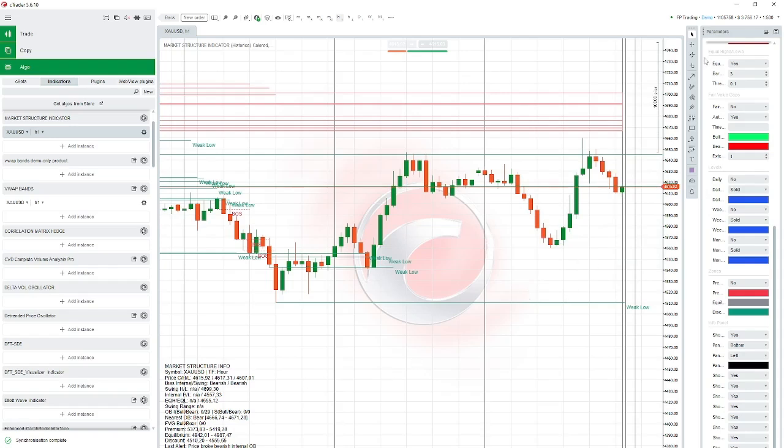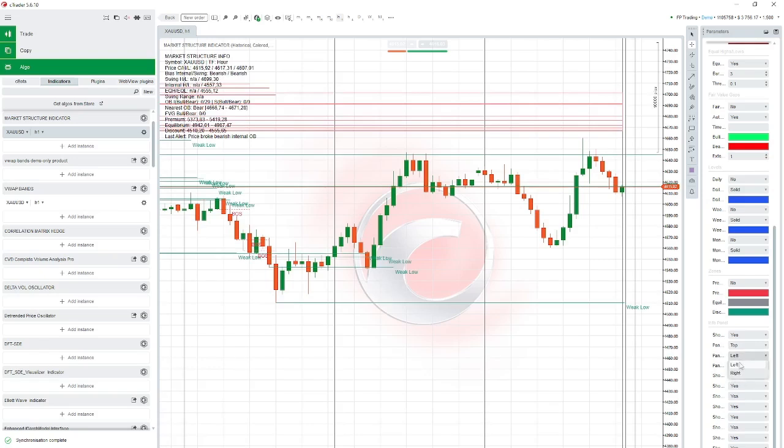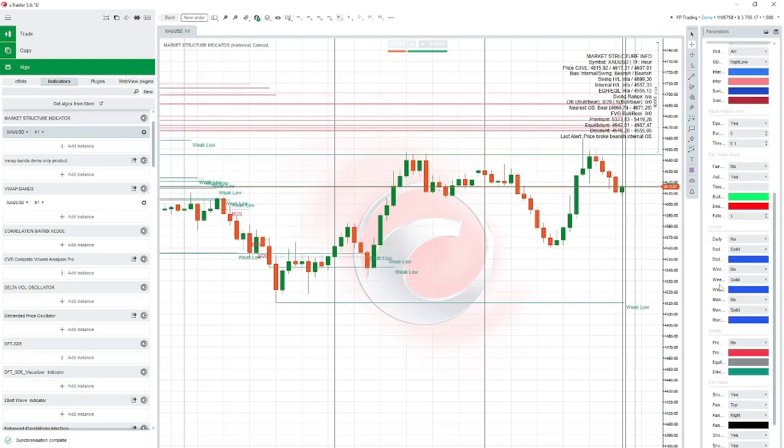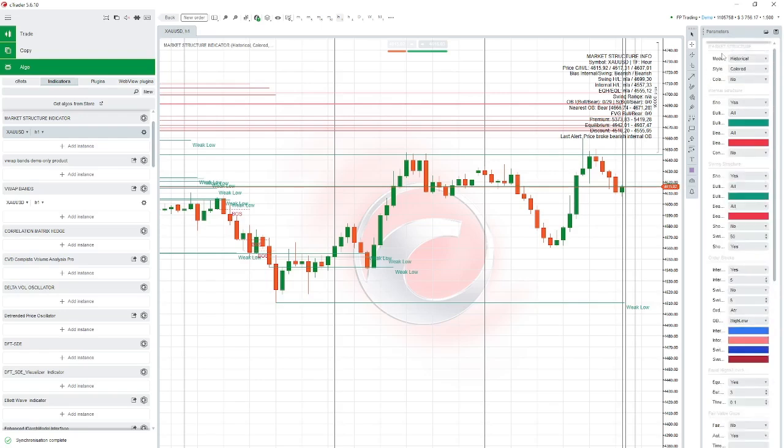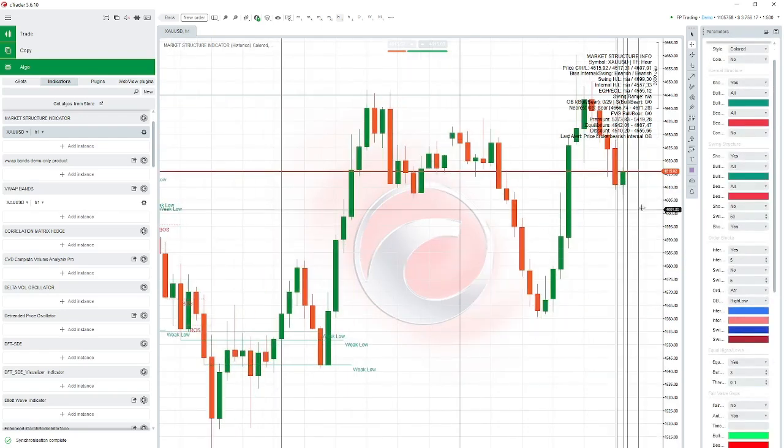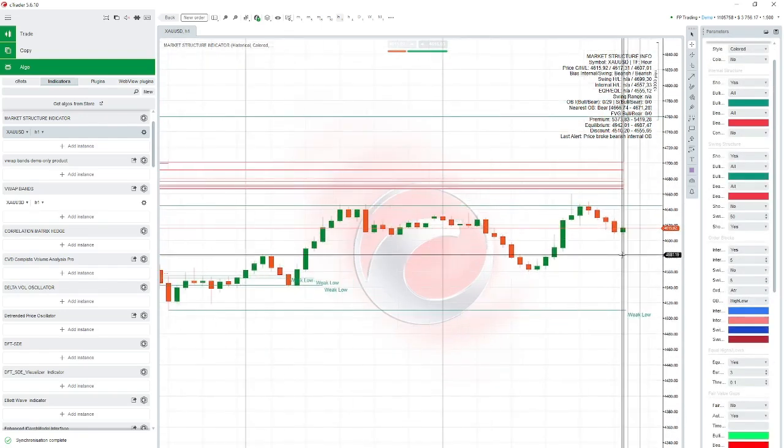The indicator has an info panel here. You can decide which color you want: black, blue, brown, red, yellow, azure, green, whatever. The info panel comes at the bottom, top, right, or left. So you can decide, I want it at the bottom or at top left, top right. All the things are on the panel here. You can customize everything, and basically it describes for you the market structure.